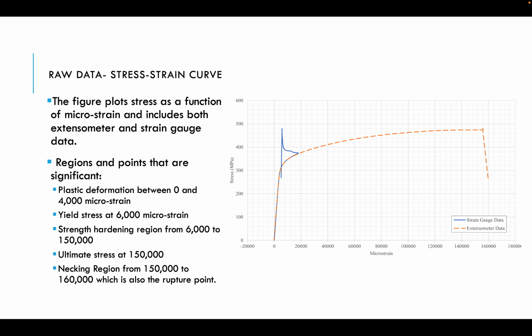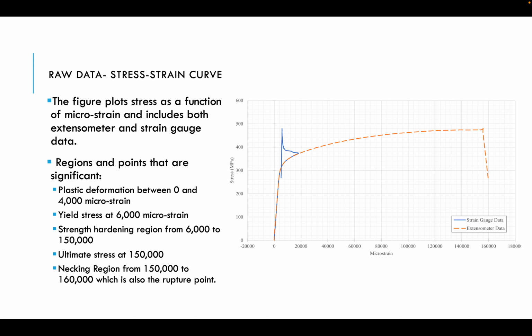The yield stress occurs at 6,000 microstrain, which is the point where the material transitions from elastic deformation to plastic deformation. This is an important point because it provides an indication of the material's strength and how much it can deform before it starts to yield. The strain hardening region occurs from 6,000 to 150,000 microstrain, where the curve becomes significantly flatter, meaning the strain increases rapidly as the stress increases.